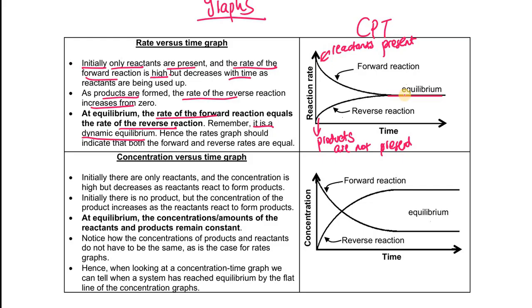Like we said, it's a dynamic equilibrium because the forward reaction is still occurring and the reverse reaction is still occurring, just at the same rate. Hence the rate graphs should indicate that both the forward and reverse rates are equal. So you must show this type of graph, guys, to show what is happening at the beginning, and then what is happening upon reaching equilibrium.